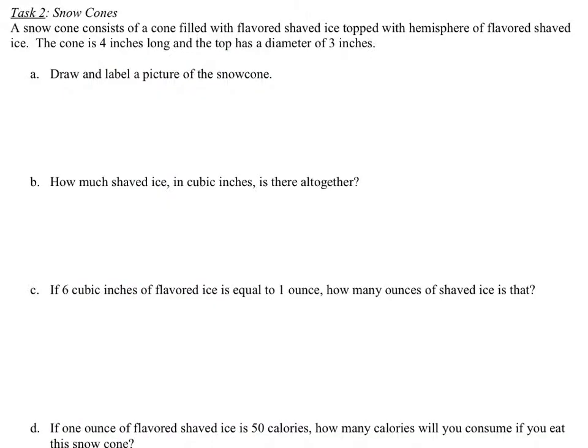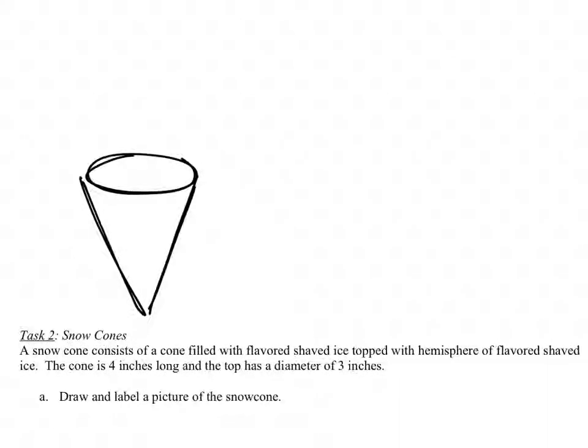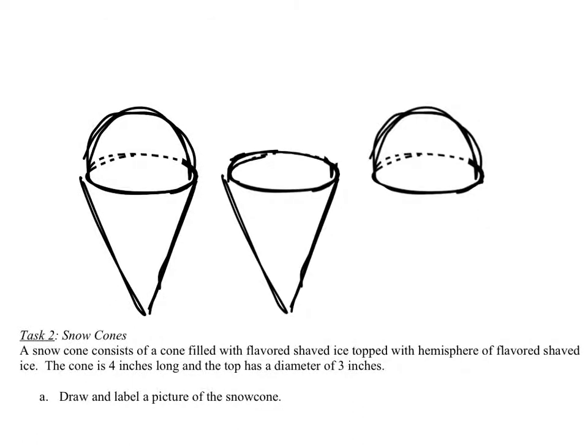A snow cone consists of a cone filled with flavored shaved ice topped with a hemisphere of flavored shaved ice. The cone is 4 inches long and the top has a diameter of 3 inches. All right, well, let's get a picture drawing of this. So I got my circle and then I got my cone up in here. And then on top of this cone, we're going to put a half sphere. Like these. So, all right, I'm going to continue with these problems.